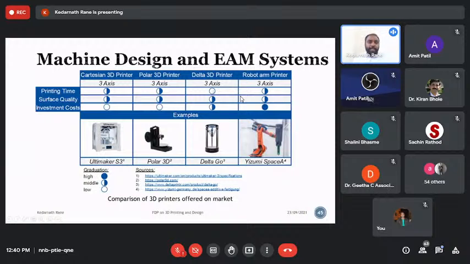Typically it is the printing time, because it's a very fast process, and the surface quality and investment cost are also approximate or comparable to other processes. That's why I chose it. But I used the Delta printer, the Cartesian system, as well as the robotic system to print the parts using EAM technology. So let's focus on this one.